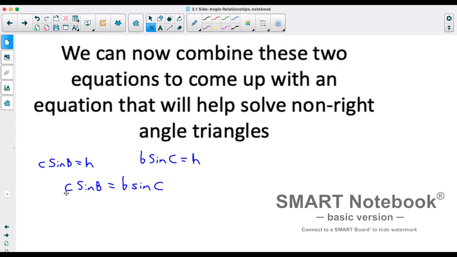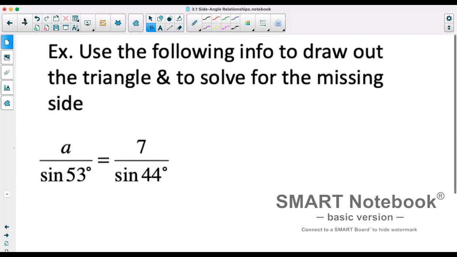Now I'm going to rearrange this a bit. I'm going to divide both sides by side length C and both sides by side length B. What that's going to do is get all the same letters on the same sides. So that gives us sine of angle B over side length B is equal to sine of C over C. So we've now derived part of an equation that will help us to solve non-90-degree triangles. We'll look at a couple examples.